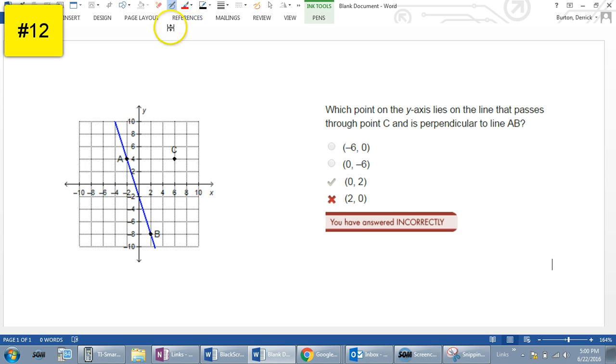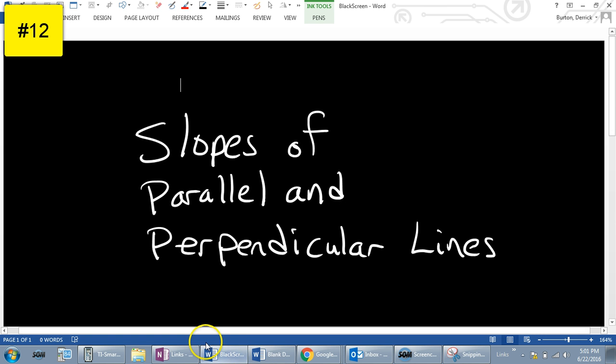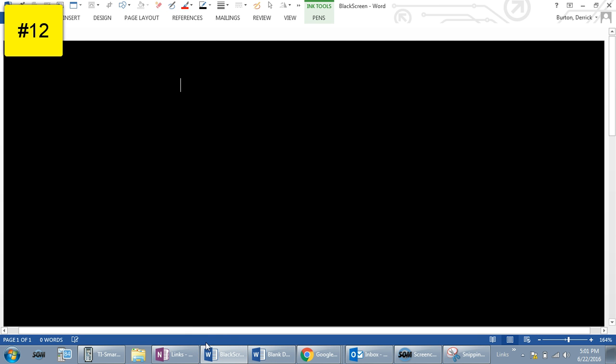Okay, so this is the first question. Which point on the y-axis lies on the line that passes through point C and is perpendicular to AB? Alright, so here's one of the key things that you need to know for this little unit.